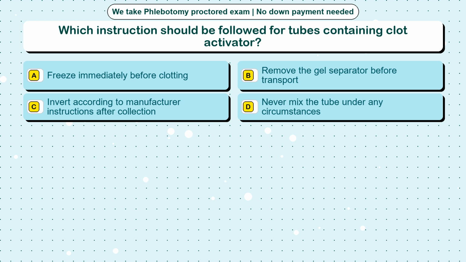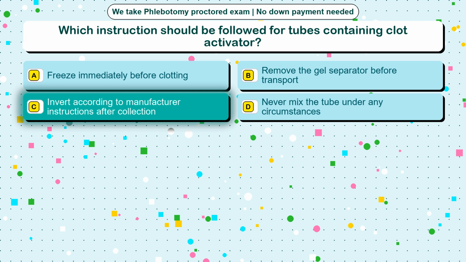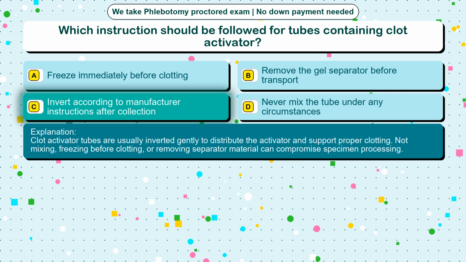Never mix the tube under any circumstances. The correct answer is option C. Invert according to manufacturer instructions after collection. Clot activator tubes are usually inverted gently to distribute the activator and support proper clotting. Not mixing, freezing before clotting, or removing separator material can compromise specimen processing.